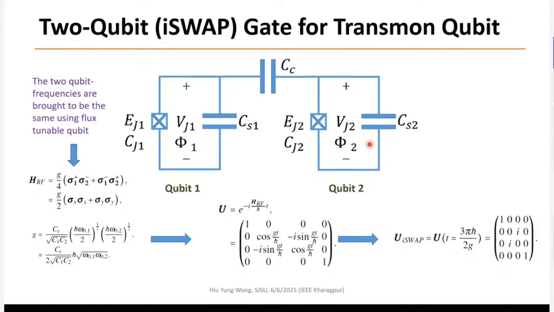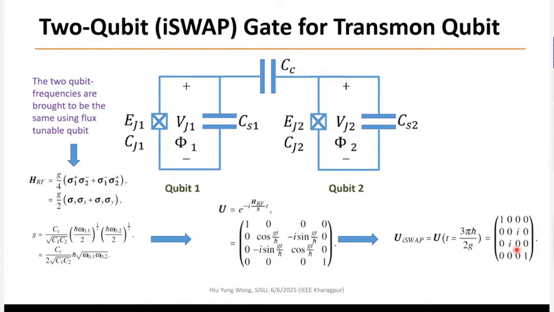However, when I want to make them talk to each other, I apply a flux through this so-called flux tunable transmon qubit. Just take it for granted, apply some magnetic flux, then the qubit frequency will be brought to resonance to be the same as this one. Then they will start to talk to each other. If you derive it, again, you will see this sigma x, sigma y, Pauli matrix. The important thing is that you turn on this coupling for a given amount of time. Then you will get an entanglement gate.